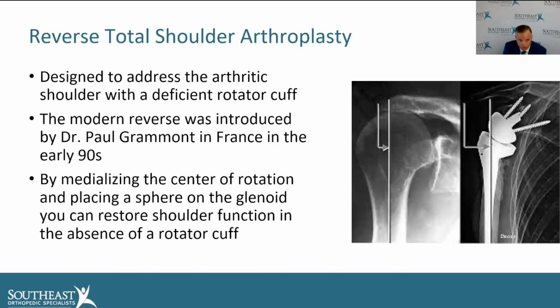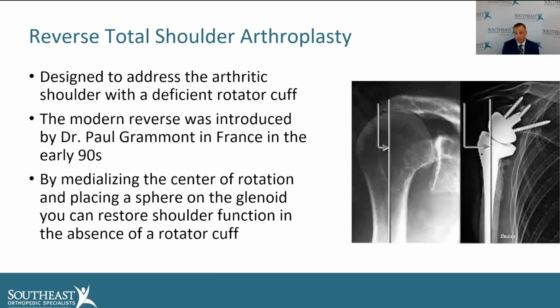So, reverse total shoulder was designed to address arthritic shoulder with deficient rotator cuff. In the early 50s, 60s, 70s, even in the 80s, we did not have a great answer for those patients. Trying to repair the rotator cuff at the time of shoulder replacement was met with very poor results. There were several designs trying to figure out something similar to what we have today as the reverse, but they didn't work very well.